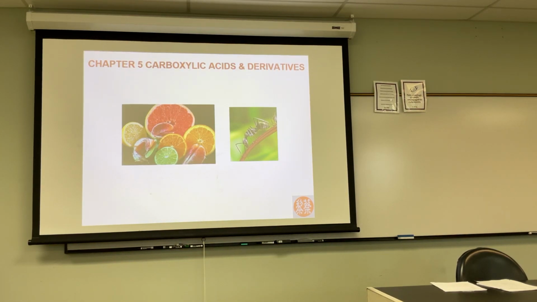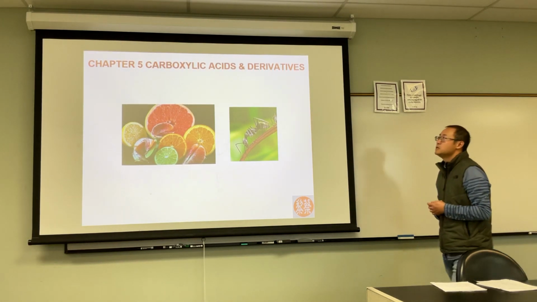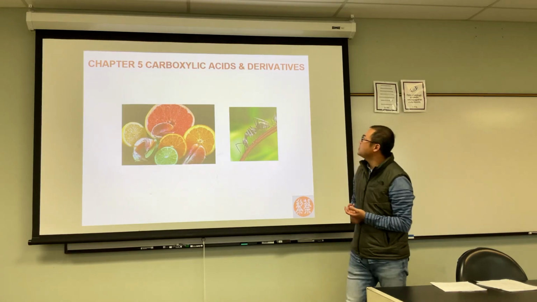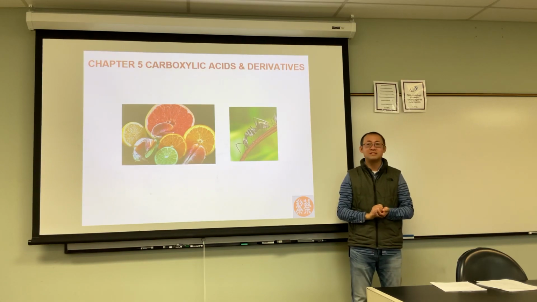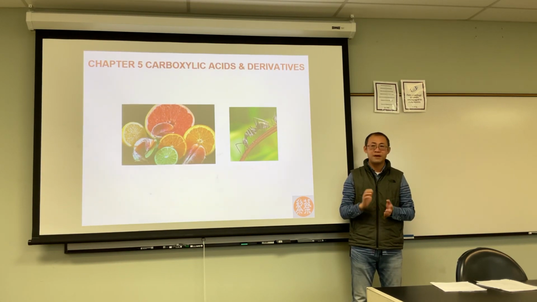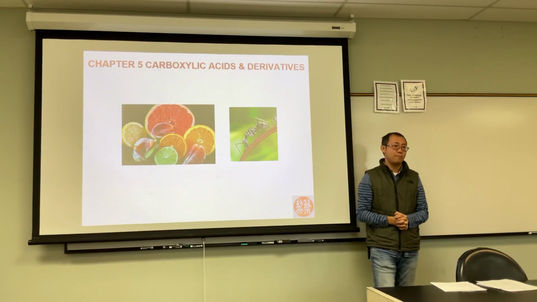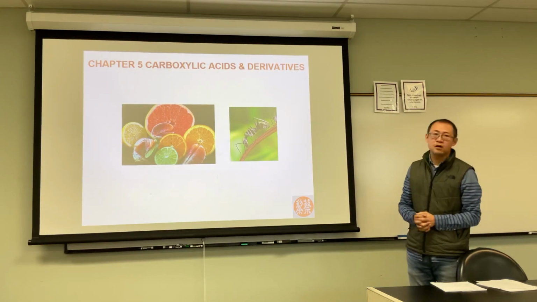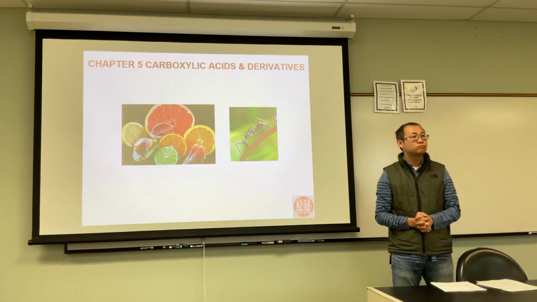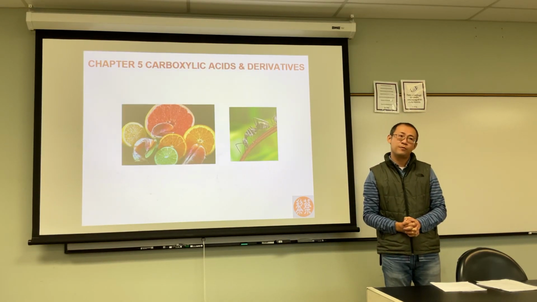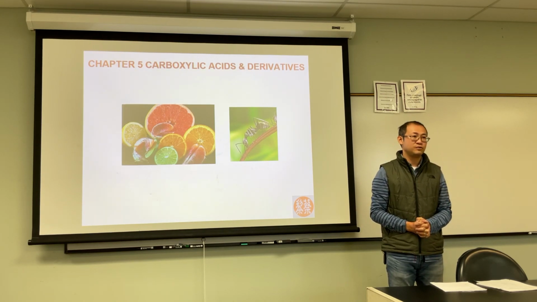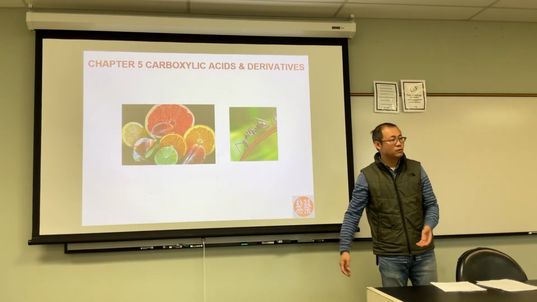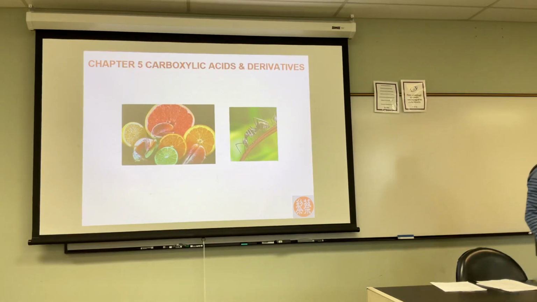Let's get started. Chapter 5. Okay, chapter 5. We're going to study carboxylic acids and a derivative of a carboxylic acid called esters. Okay, so our main focus are two types of compounds. Both carboxylic acids and esters are still organic compounds containing only three elements: carbon, hydrogen, and oxygen. We're not studying any new elements yet until chapter 6. Okay, chapter 6.